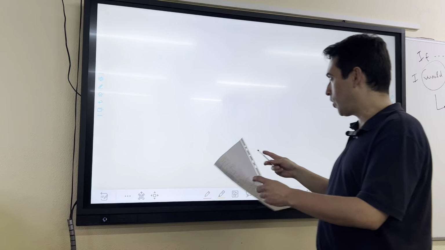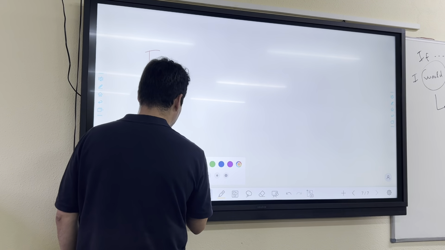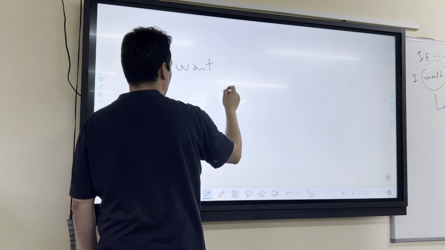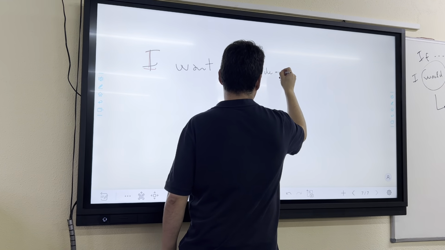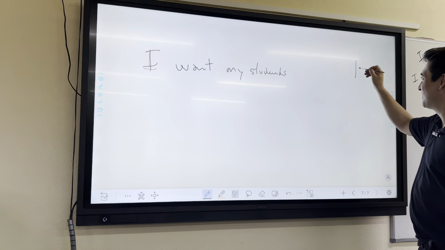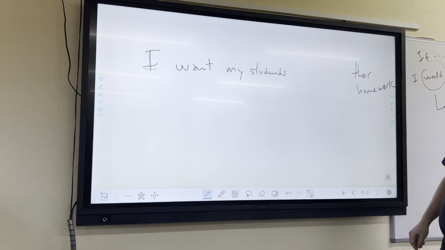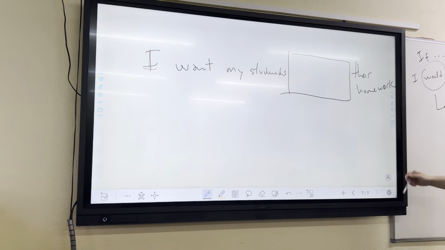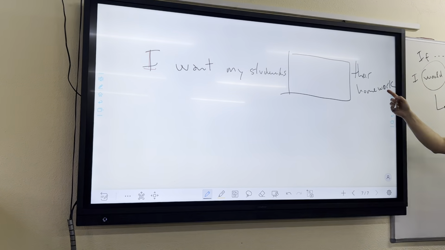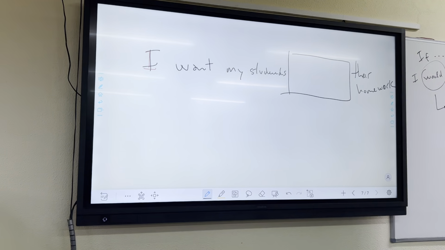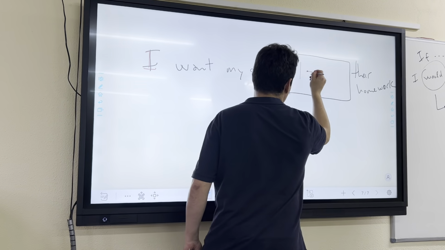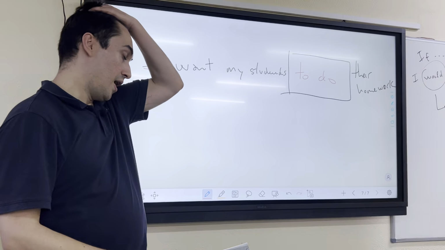Have a look at this. I warn you. Guys, I warn you. I warn my students their homework. What is the verb with homework? Do. So, three possibilities. Do, to do, or doing. Infinitive with to, without to, or gerund. With to? Full sentence, Marina? To do. So what is the structure?